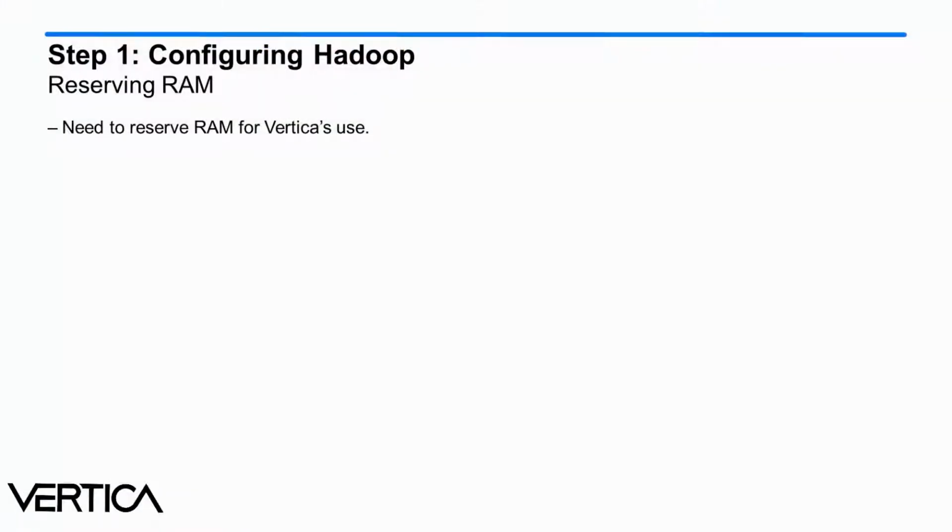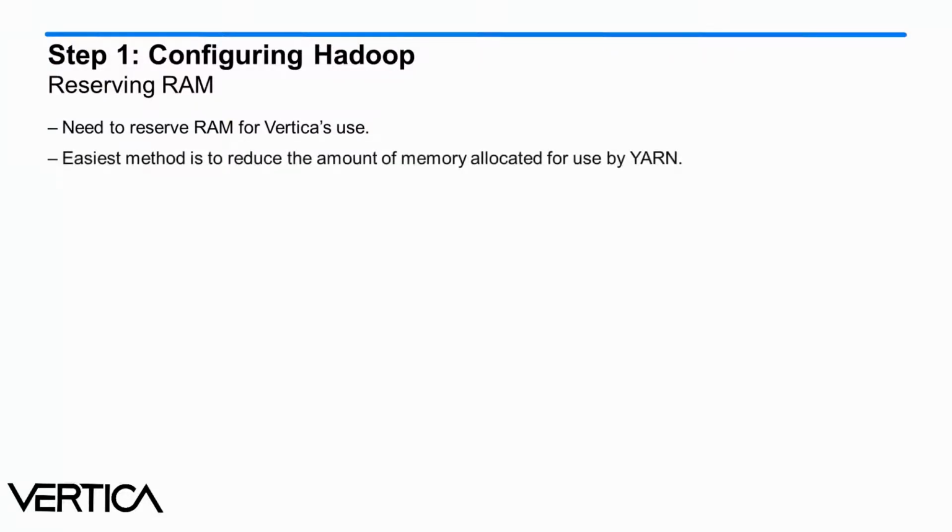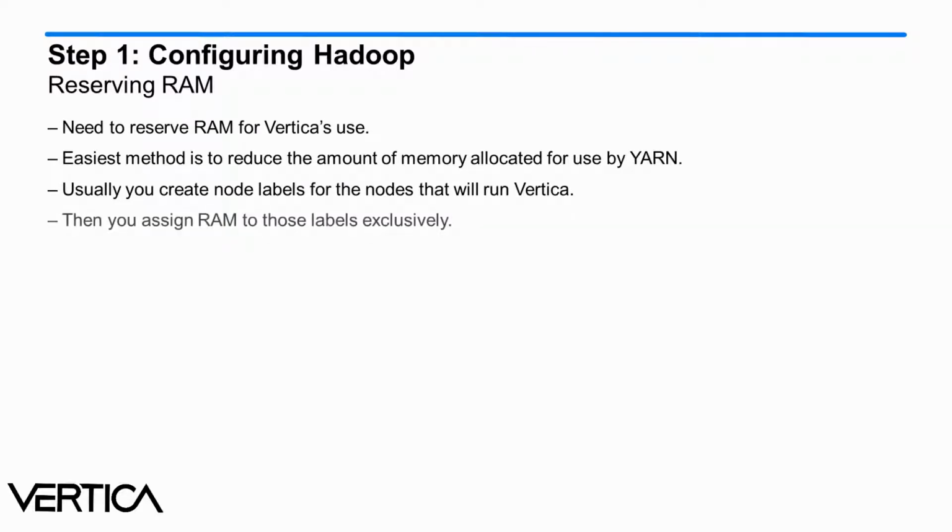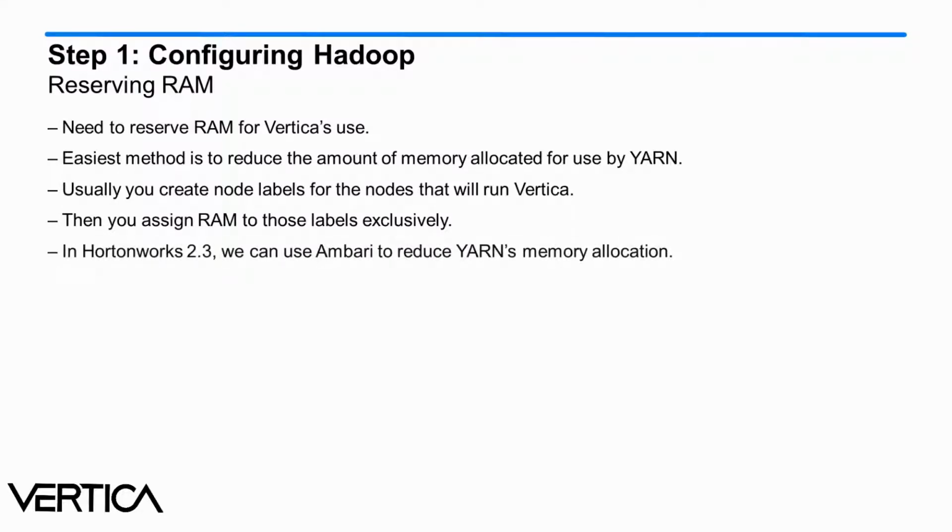Next, we need to reserve RAM for Vertica's use on the nodes. The easiest way to reserve this RAM is to reduce Yarn's memory allocation. Usually, we would allocate the RAM by creating node labels for the nodes that will run Vertica. Then we would assign memory exclusively to those labels. In Hortonworks 2.3, we can use Ambari to reduce the amount of memory available to Yarn.